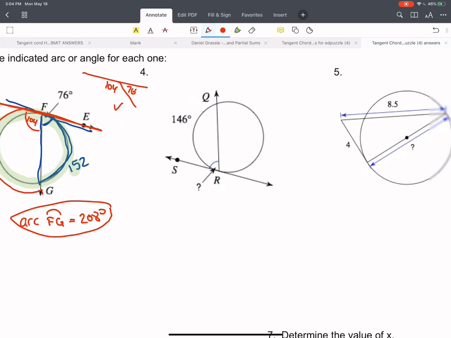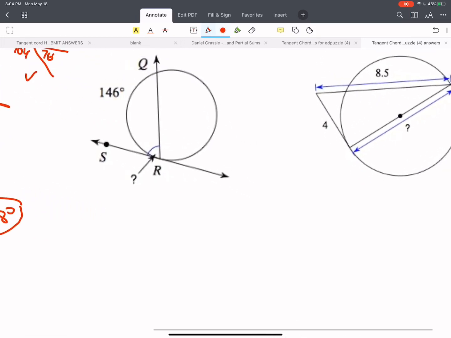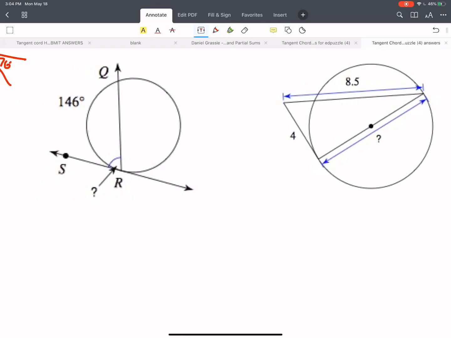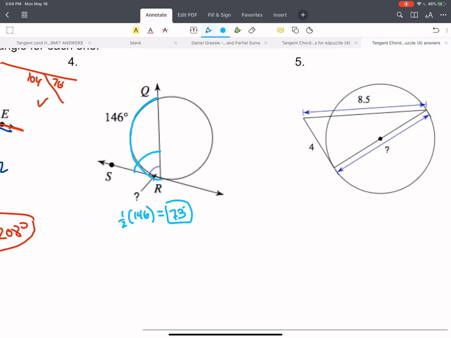Okay, let's try this next one. I'll try not to get off topic there. You know, sometimes you get all happy about that. So let's see. Let's pick a different color. Ooh, I like this one. Okay, so this one is 146 degrees. So this arc here is just going to be half. 1/2 of 146 is 73. That's not so bad. Let's try the next one.